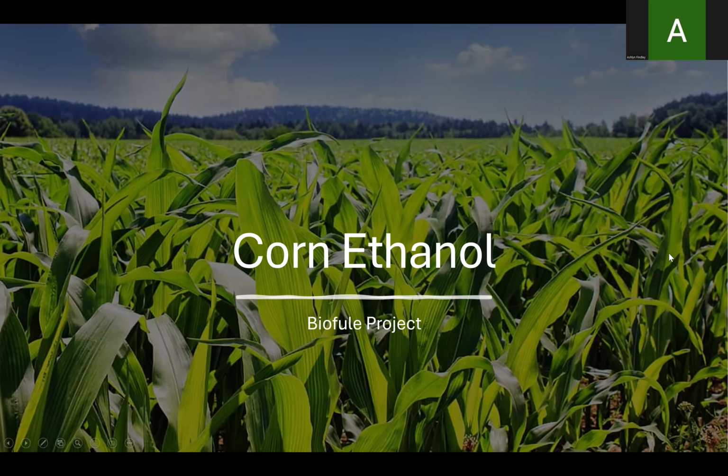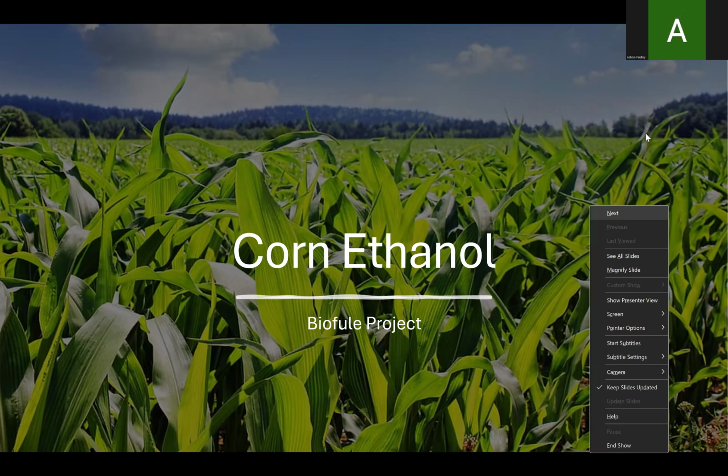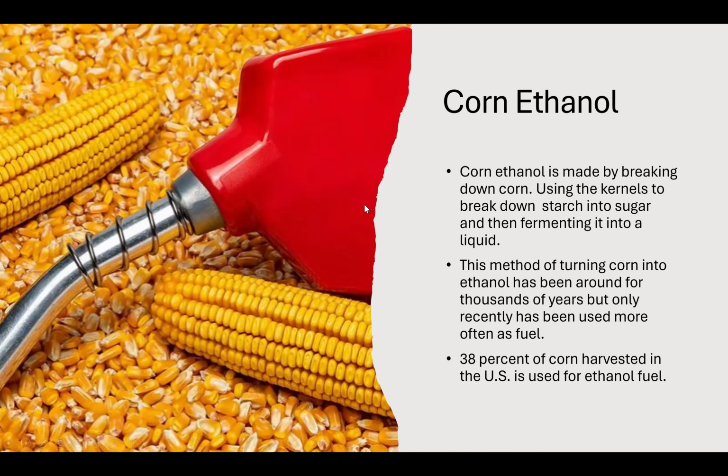So I chose corn ethanol as my biofuel. Corn ethanol is made by breaking down corn, using the kernels to break down the starch into sugar and then fermenting it into a liquid. This method of turning corn into ethanol has been around for thousands of years, but only recently has been used more often as fuel. And actually, 38% of corn harvested in the US is used for ethanol fuel.